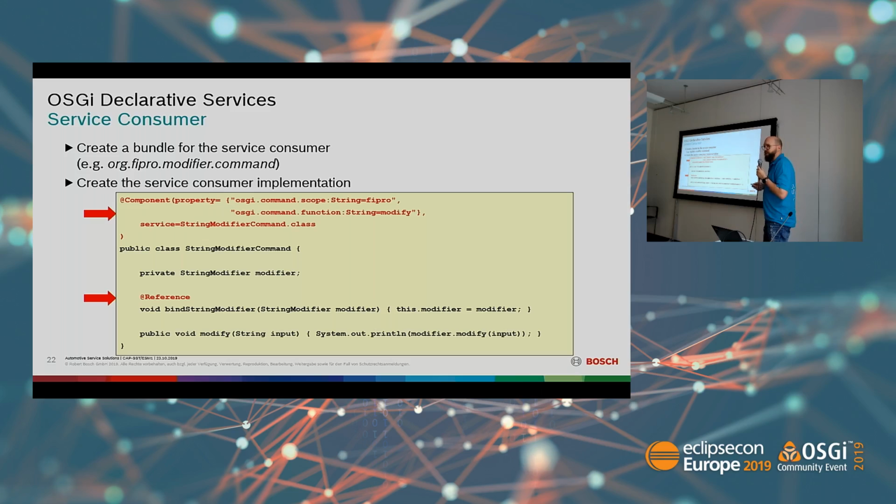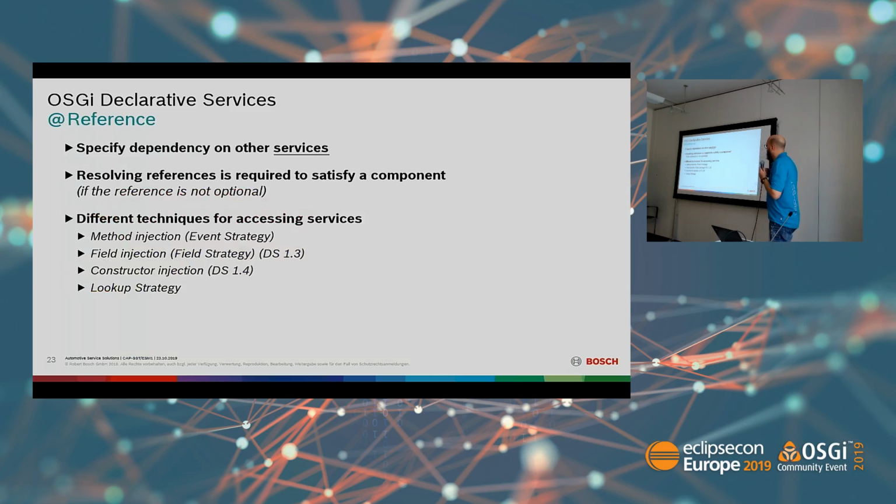The important thing here is @Reference, because with @Reference we are specifying the dependency to the service that we want to consume. So here it's written, you specify the dependency on other services. Resolving these references is mandatory to satisfy the component. So if the service that I want to consume is not there, my consumer is not started, not activated. But you can also configure this to be optional. Then you need to deal with null references and so on.